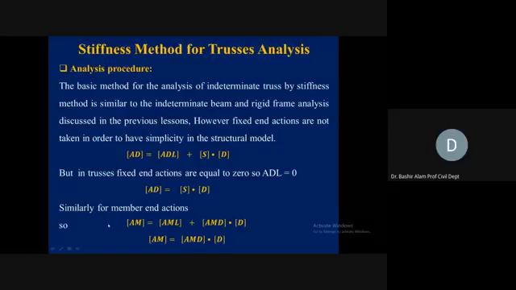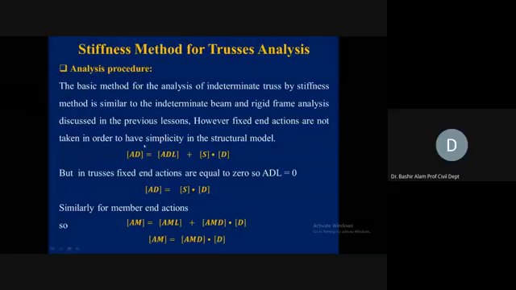Now the analysis procedure we are going to discuss, and this is easier as compared to the beams and the rigid joint frames, and the reason is that we don't have the ADL matrix here and we don't have the AML matrix here. So it is easy to find the unknown joint displacements, and it is easy to find the member forces also. The basic method for the analysis of indeterminate truss by stiffness method is similar to the indeterminate beam and rigid frame analysis discussed in the previous lessons.